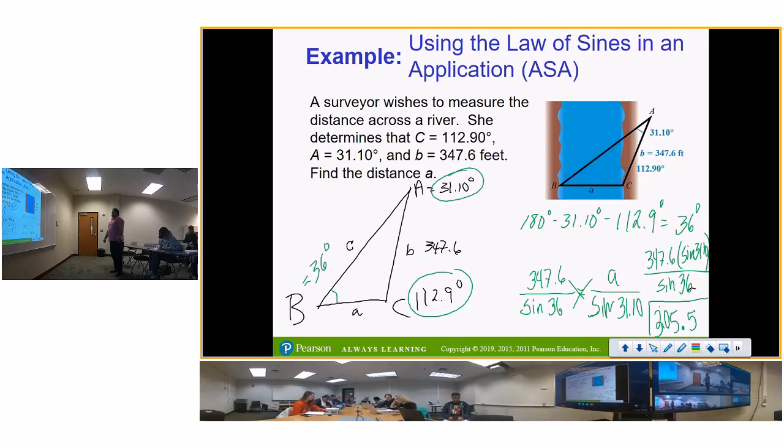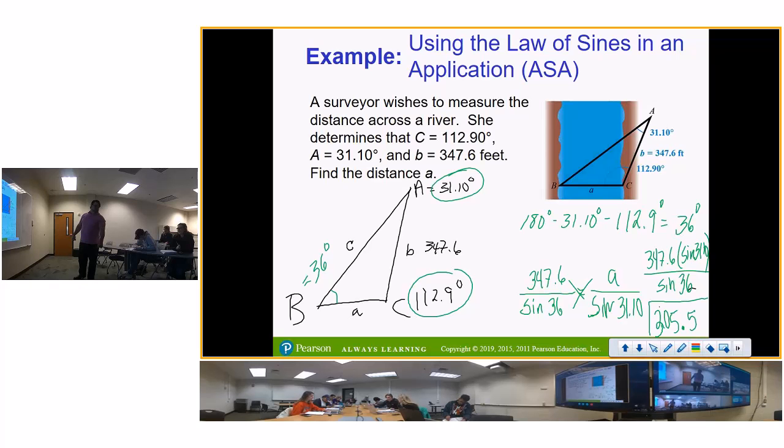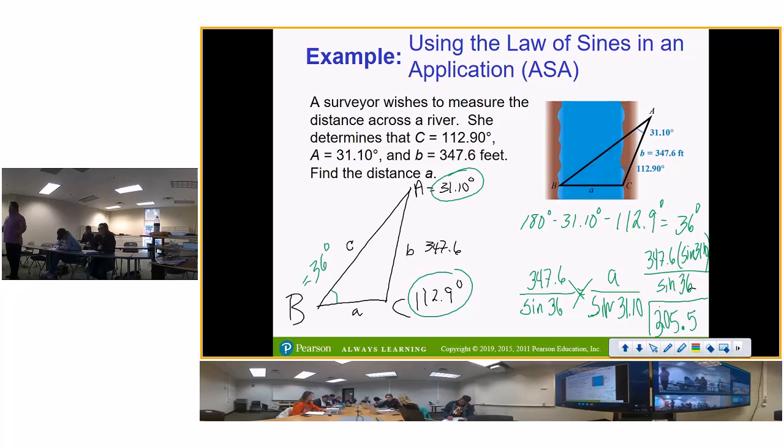Law of signs. What mode are you? Aren't we supposed to be in degrees? I got 305.5. Check to see if it's in radians. I did mine a different way. Well, tell me how you did it.